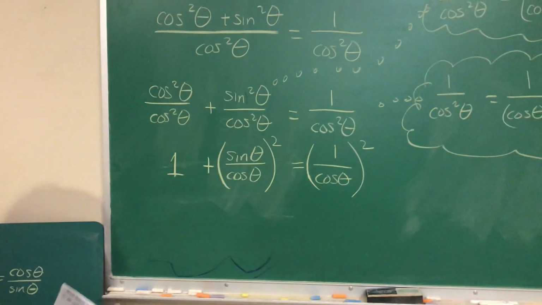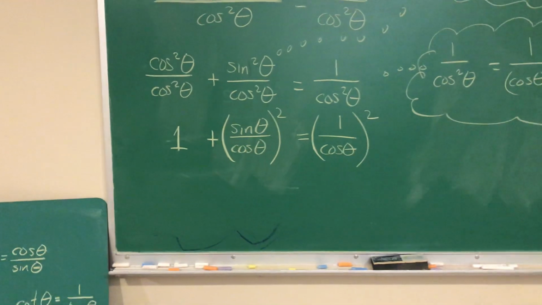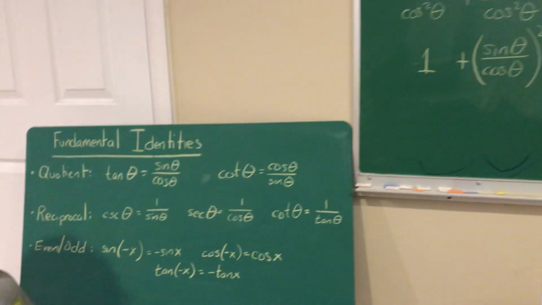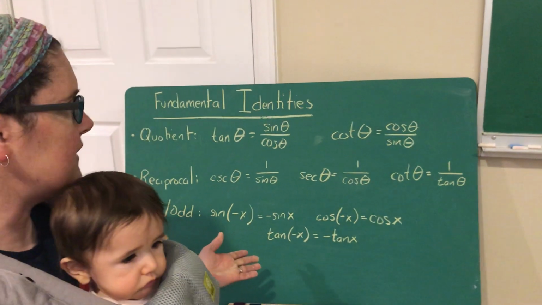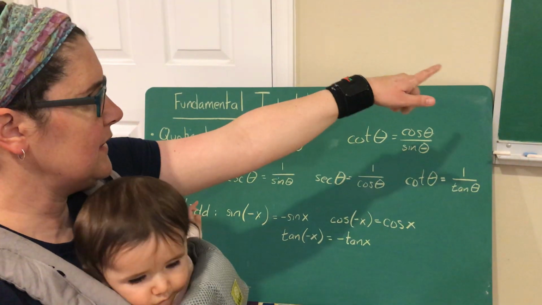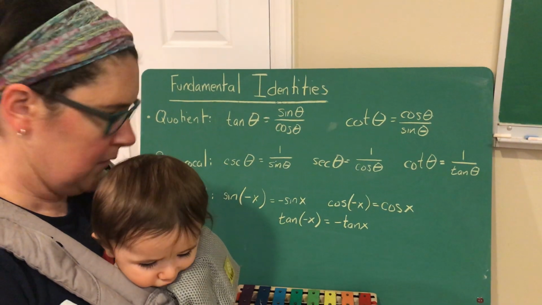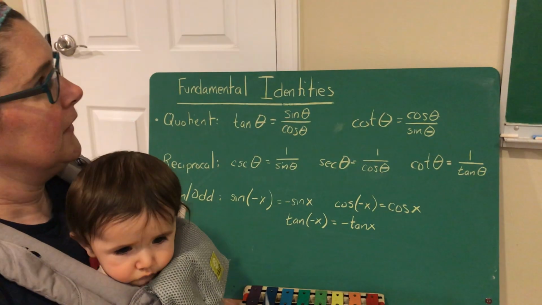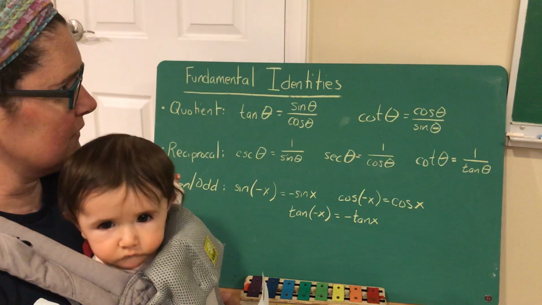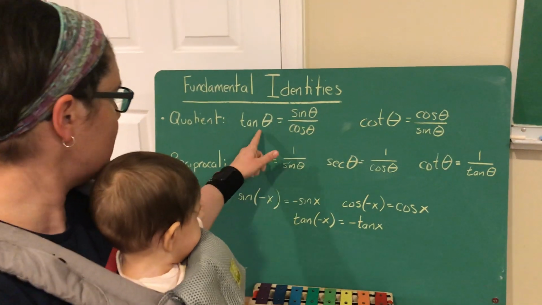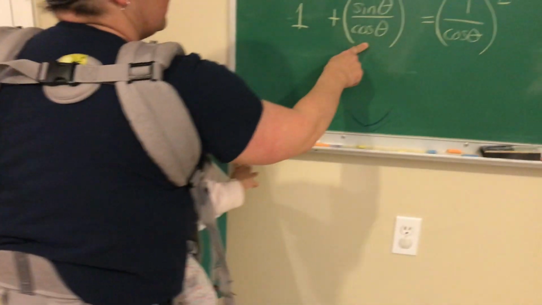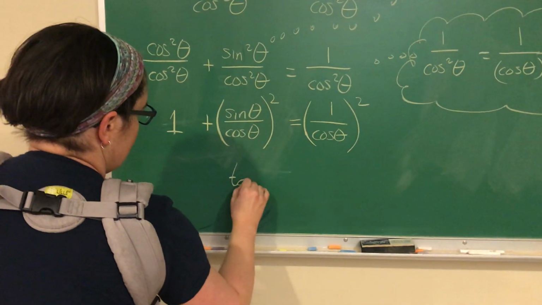All right, now I happen to be hanging out down here at the bottom of the board, and I happen to be right next to these fundamental identities. Ariana, do you see any fundamental identities here that are showing up in that equation? Why, yes, Diane, I do. I see a sine of theta over cosine theta. There it is, sine of theta over cosine theta, and that's tangent theta. So I can replace sine of theta over cosine theta with tangent of theta.